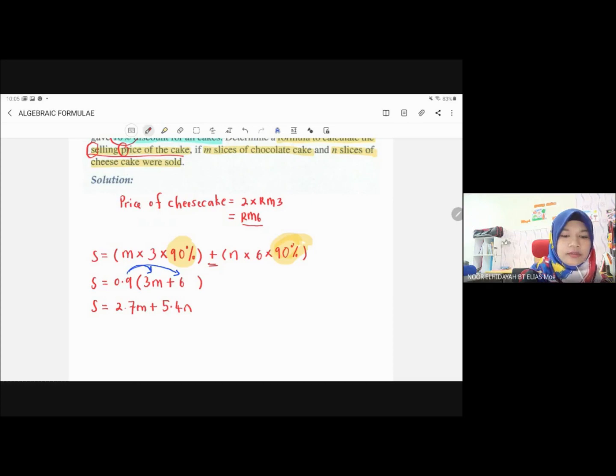So this one is the formula for the selling price of the cake. That's all. You just come out with an algebraic expression and then you make it a formula. Put S as the subject of the formula, and normally we put the subject of the formula on the left. That is the correct way, not putting it on the right. It is allowed, but that is not the correct way.